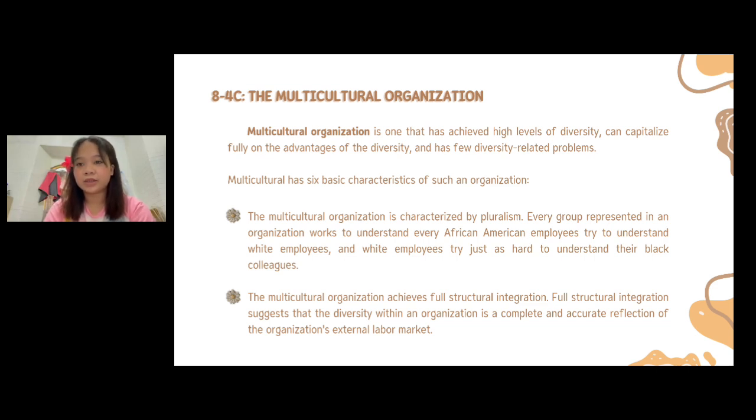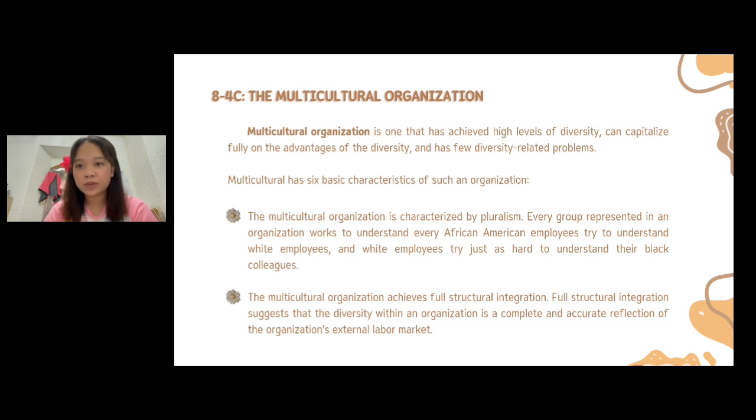Multicultural organization. So, ano nga ba ang multicultural organization? Sa multicultural organization, nag-e-employ sila ng mga individuals or employees from different cultures or backgrounds, and those employees are all treated well and respected. So, ang multicultural organization is characterized siya ng anim.